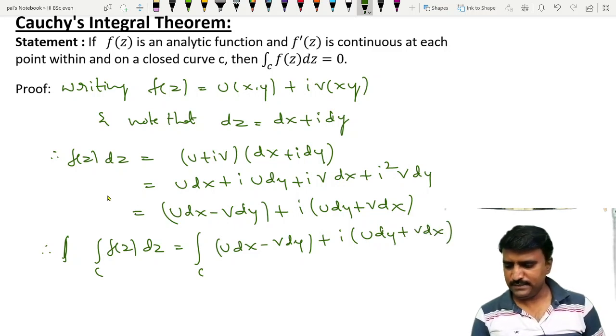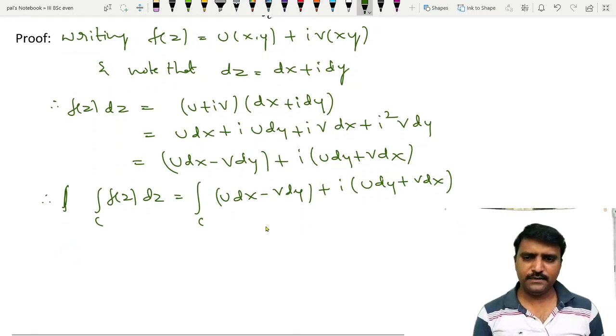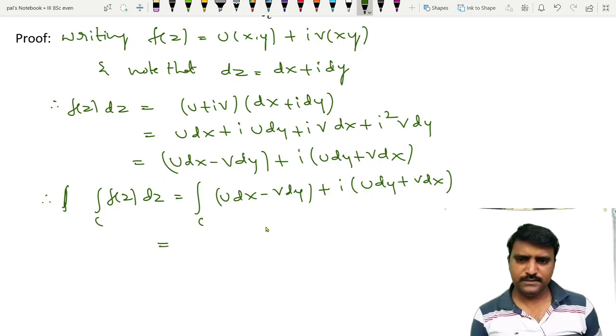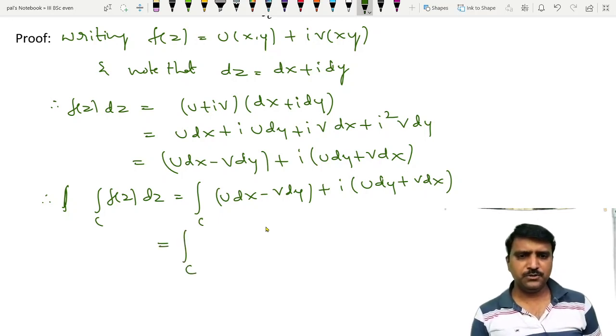Okay, so this is the integration of f of z dz. We can also write this in the form, which is equal to, its simplification gives that, which is equal to integration over C. I just want to take dx as a common factor. So then it is u dx plus iv dx. So take it as (u plus iv) into dx.